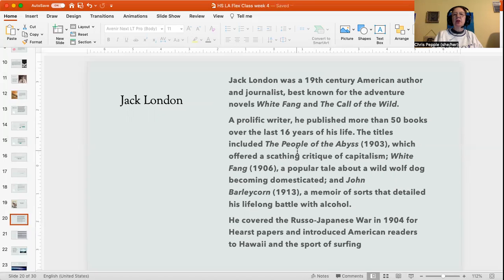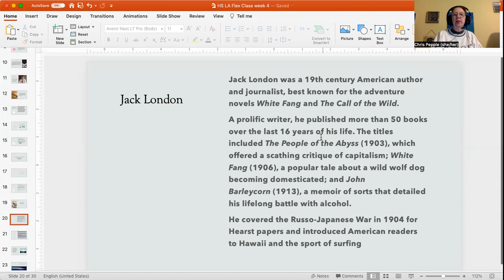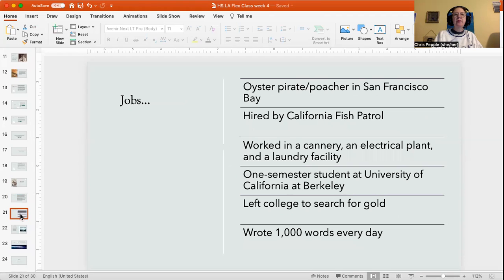The titles included The People of the Abyss, offering a scathing critique of capitalism. Think realism here. White Fang, a popular tale about a wild wolf dog being domesticated. And John Barleycorn, a memoir of sorts that detailed his lifelong battle with alcohol. Again, think realism here. He covered the Russo-Japanese War in 1904 for Hearst Papers and introduced American readers to Hawaii and the sport of surfing.